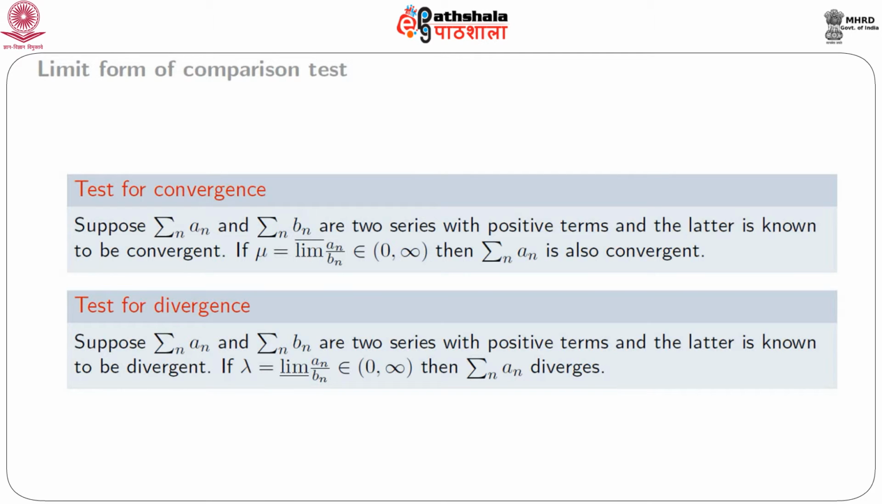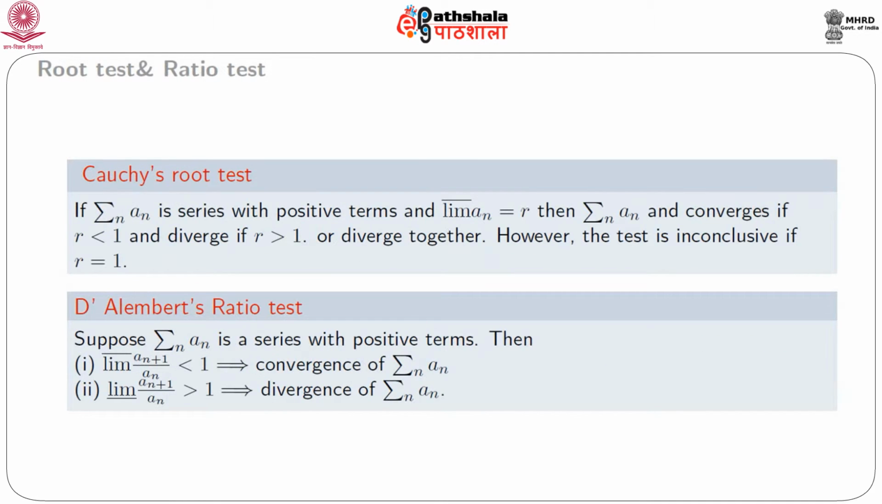Next, we shall discuss two important tests which are known as root test and ratio test. So let us start with Cauchy's root test. If summation a_n is a series with positive terms and limit superior of a_n^(1/n) equals r, then the series summation a_n converges if r is less than 1 and diverges if r is greater than 1. However, the test is inconclusive if r equals 1.